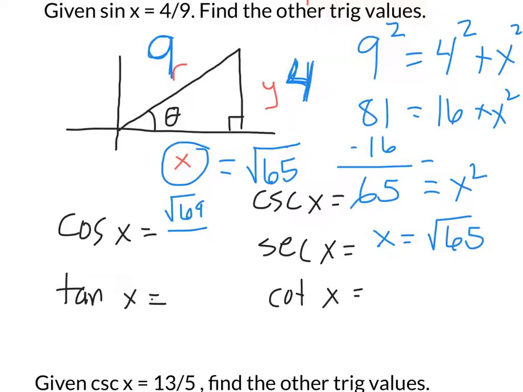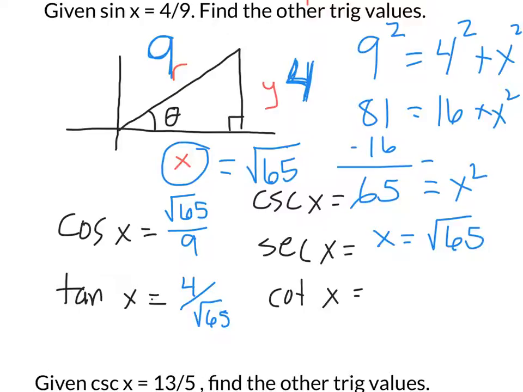Sorry, that should be a 65, not a 69. How do I erase? Maybe this is it? There we go. Root 65 over 9. The tangent is the y value compared to the x value, so 4 over root 65.